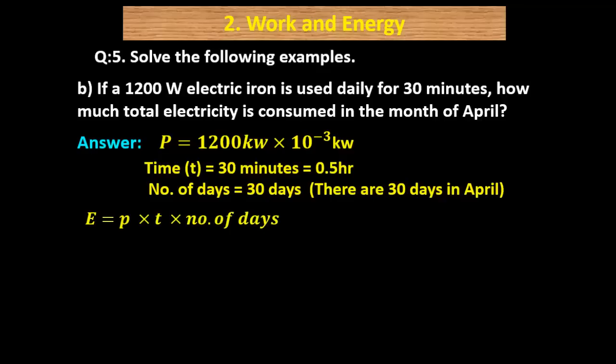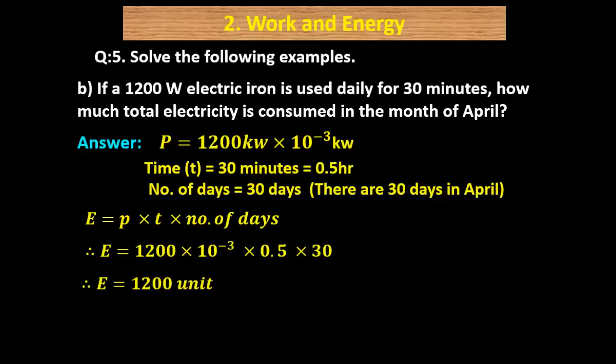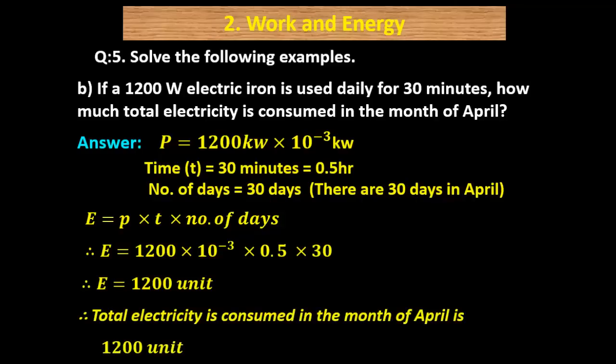So the formula is E is equal to P multiplied by T multiplied by number of days. Therefore E is equal to 1200 multiplied by 10 raised to minus 3 multiplied by 0.5 multiplied by 30. Therefore E is equal to 1200 units. Therefore total electricity consumed in the month of April is 1200 unit.